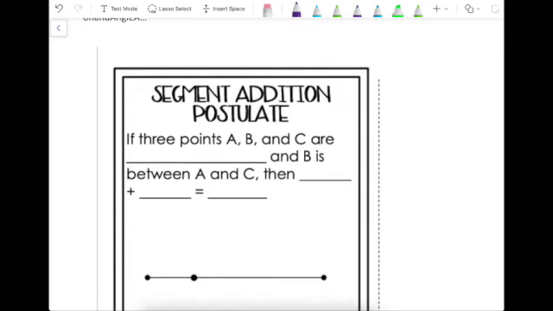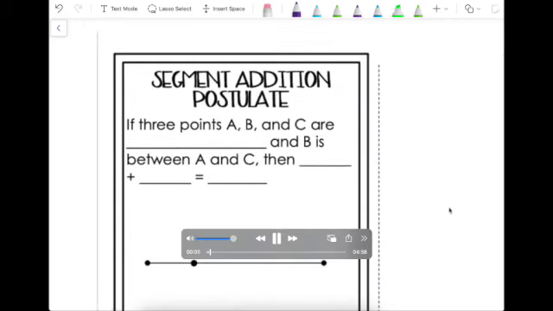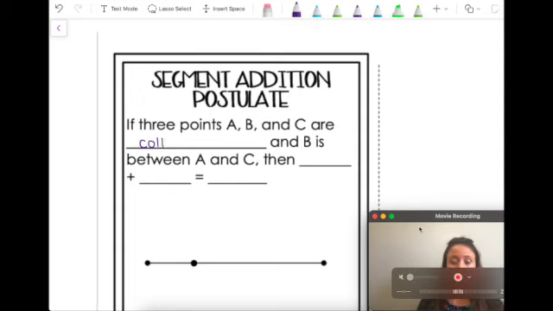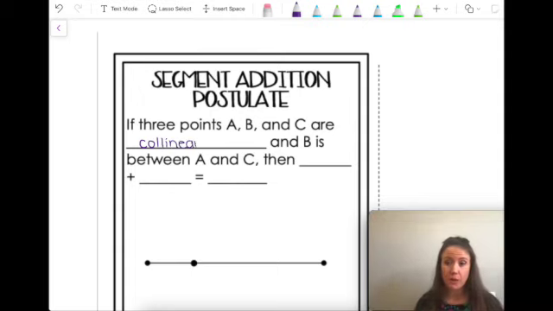Today we're talking about the segment addition postulate. If there are 3 points A, B, and C that are collinear, so that means that they're in the same line, and B is between A and C, then AB plus BC equals AC. Let's draw a picture to make that make more sense, because that's all the fancy math talk.